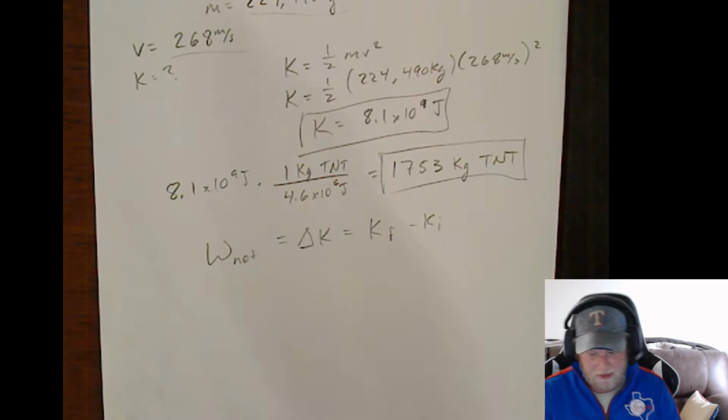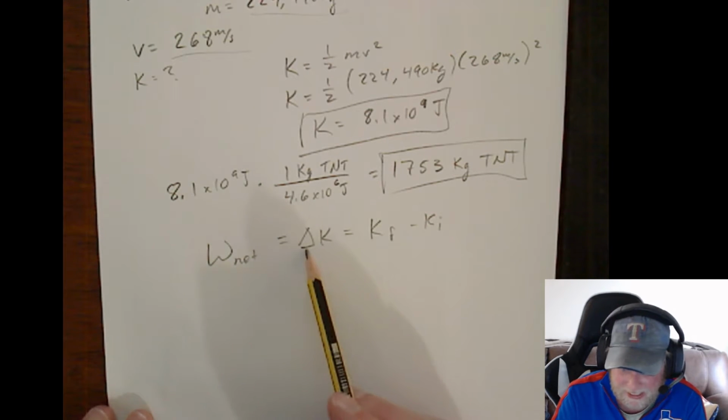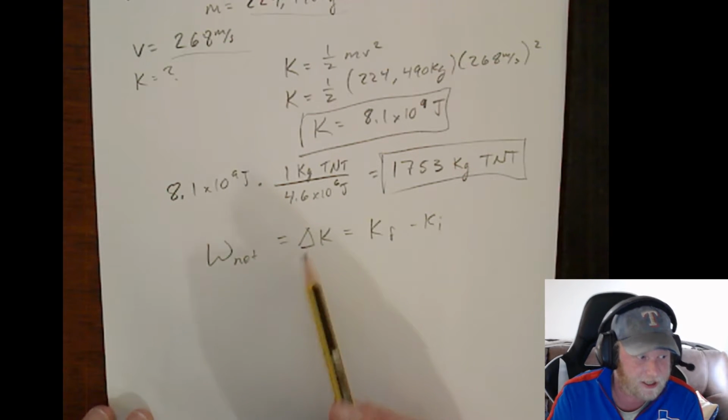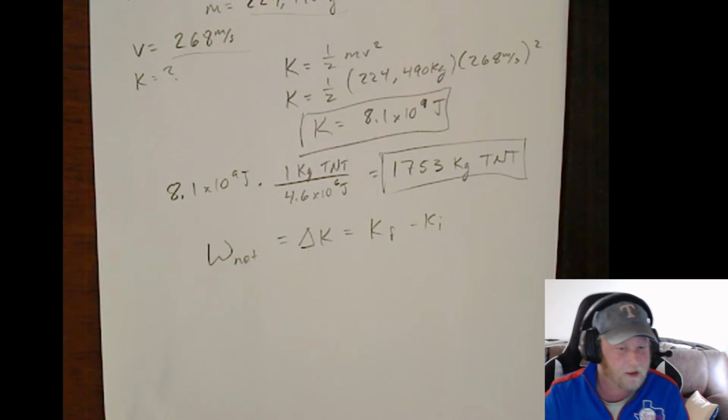So basically, what the work energy theorem tells us is that if work is done on an object, its kinetic energy changes, right? So if, let's say, you've got a box that's sliding down a hallway and there's a frictional force doing work on it. Well, that frictional force is going to change its kinetic energy, right? It's going to bring it to a stop.